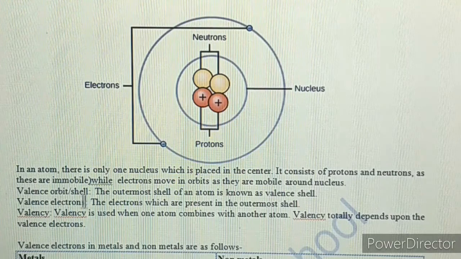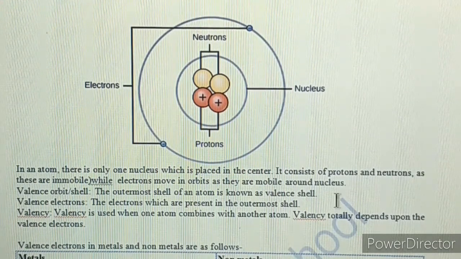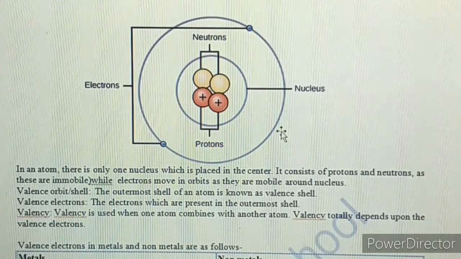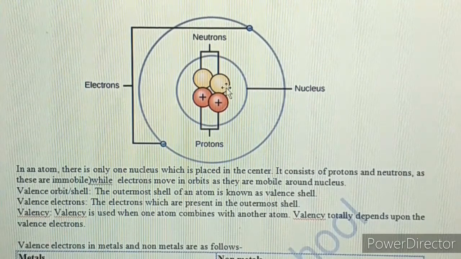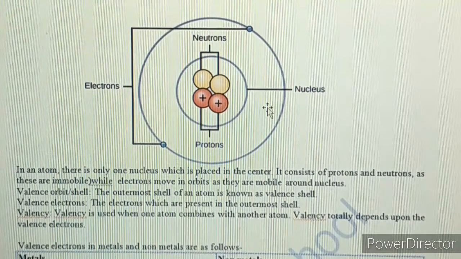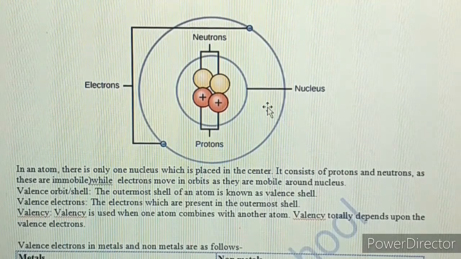Now, the last shell, the outermost shell of an atom, is called what? Valence shell. Like if the atomic number of any element is 4, then see children, the electrons are also arranged in shells with some rules and regulations.